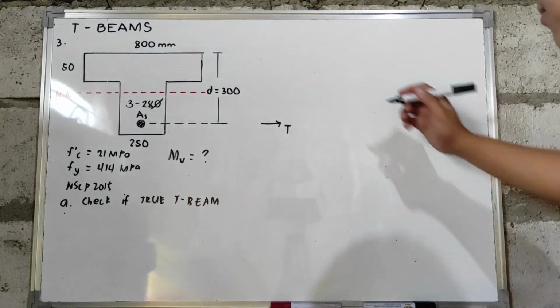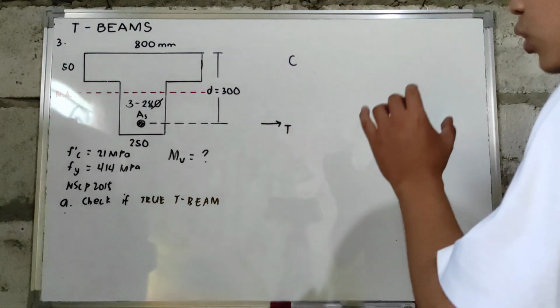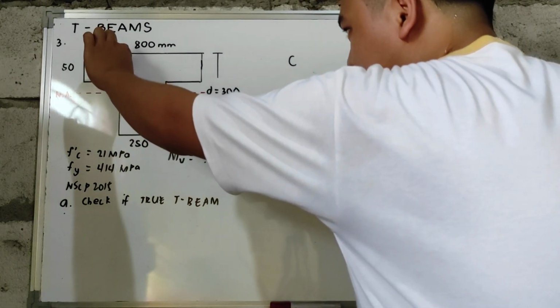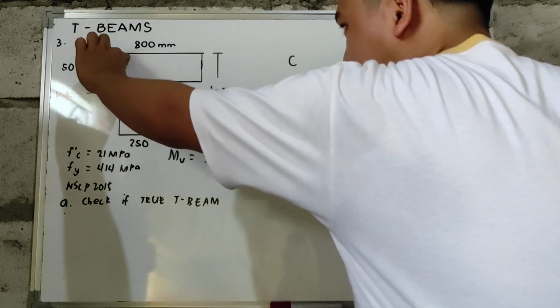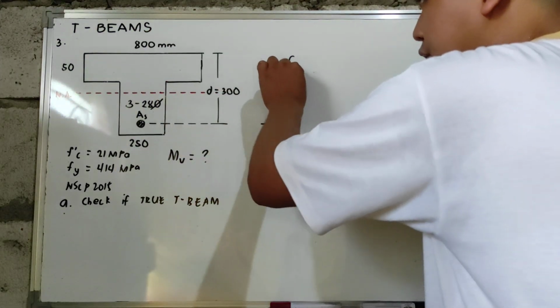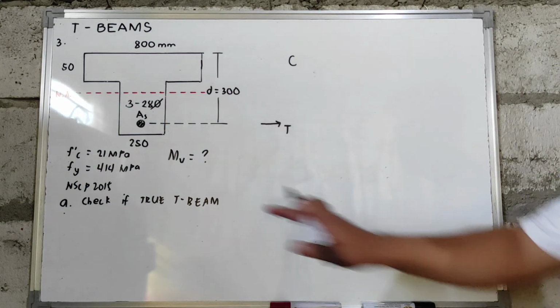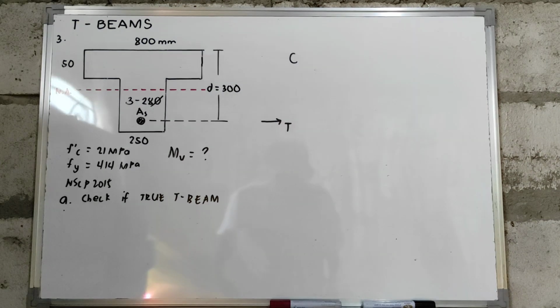Nagkakaroon lang tayo ng problema dun sa value ng C natin or for the compressive force. Bakit sir? Kasi hindi natin alam kung yung compressive force ba natin is hanggang dito lang, hanggang thickness ng flange natin, or less than the thickness of your flange, or lalagpas siya sa thickness ng flange natin. So kung lalagpas yung value ng compression force natin to the thickness of your slab, therefore, true T-beam yung analysis natin dito sa problem na to. So with that, we will going to check kung true T-beam ba to.